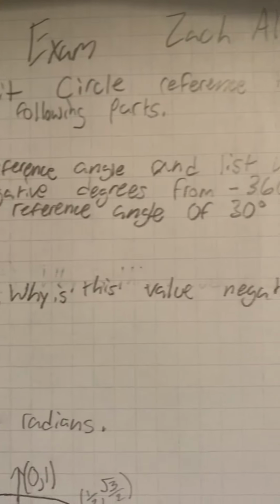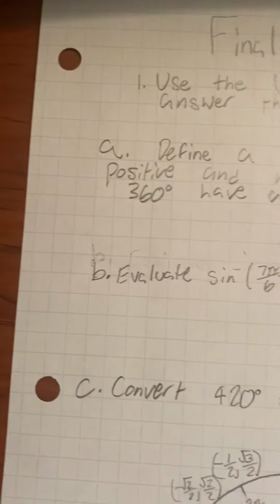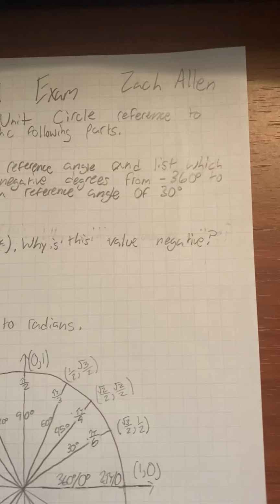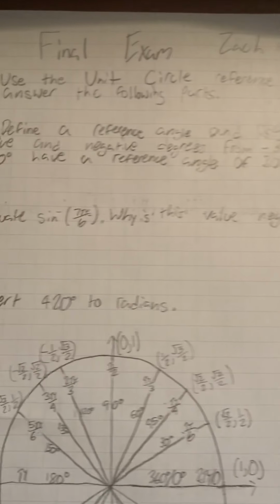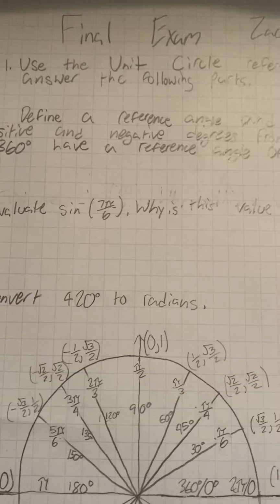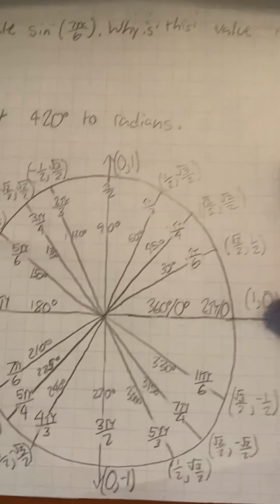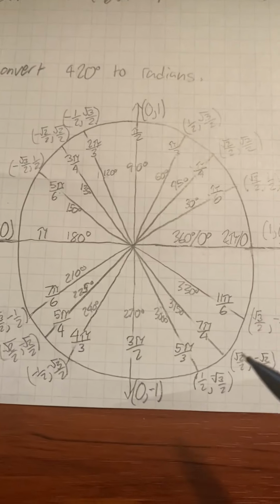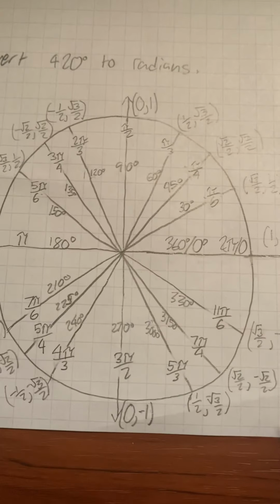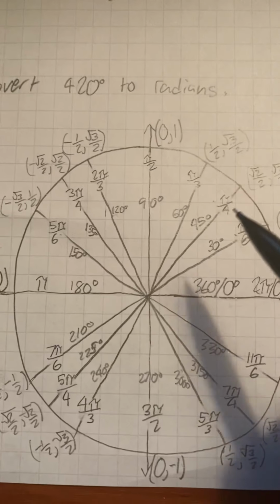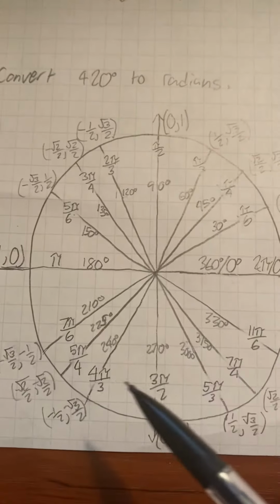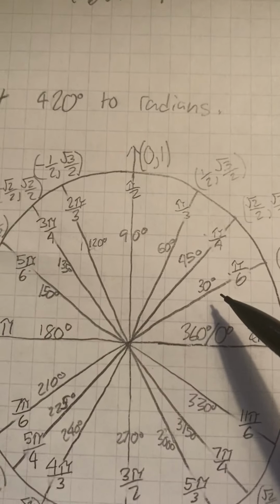Define a reference angle and list which positive and negative degrees from negative 360 degrees to 360 degrees have a reference angle of 30. Now, I've written my unit circle here. It's not the prettiest thing, but it'll get us done. So what it's asking of us is to find the reference angle of this angle right here, 30.